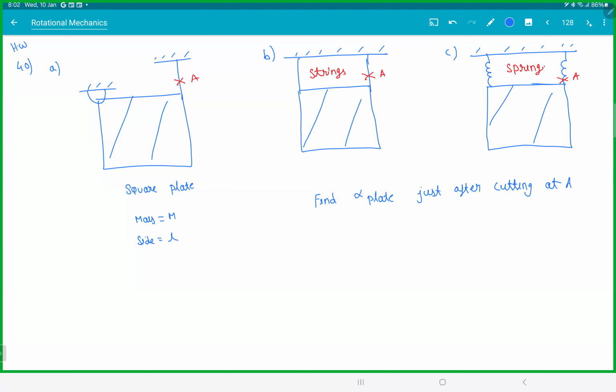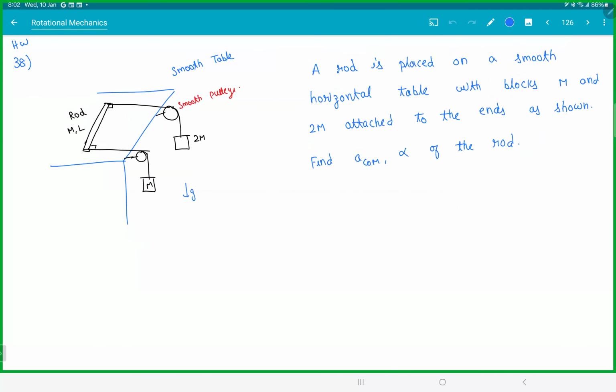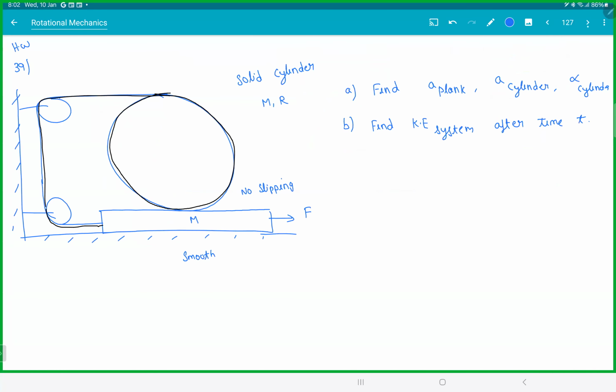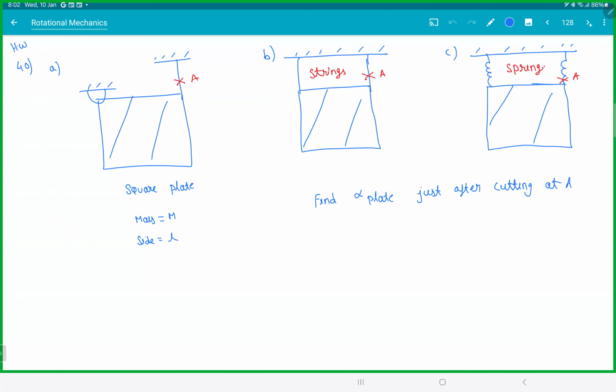Make sure to try these three problems. So we have a rod on a table with two blocks connected, M and 2M. Then a cylinder on a plank connected through a string. Third one, a square plate, where we have a hinge, a string, and a spring. That is a good question. It tells you the difference between a hinge, a string, and a spring, how each one behaves. That is a good thing about this question.